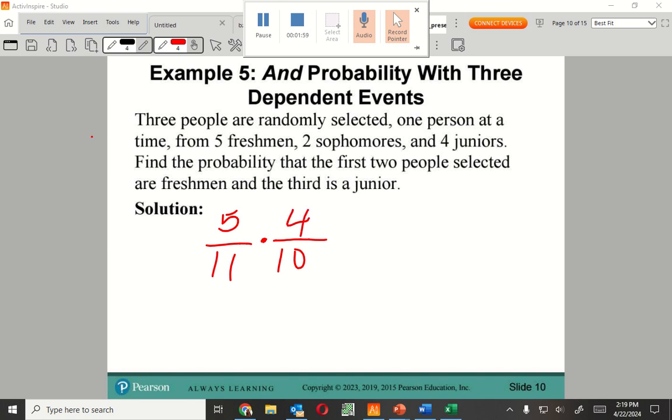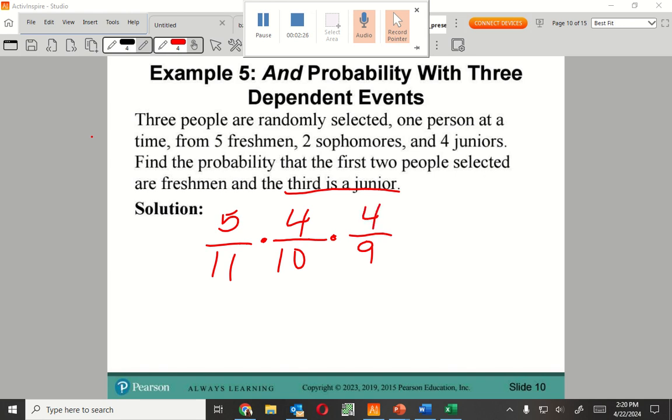That's what it's called, being dependent. What I'm going to have for the next one is dependent on what I picked the first time. My third one is going to be a junior, but how many are total left to pick from? 9. There's 9 because I keep subtracting 1 every time. So it's 9, but now I'm picking juniors. How many juniors? 4. There we go.